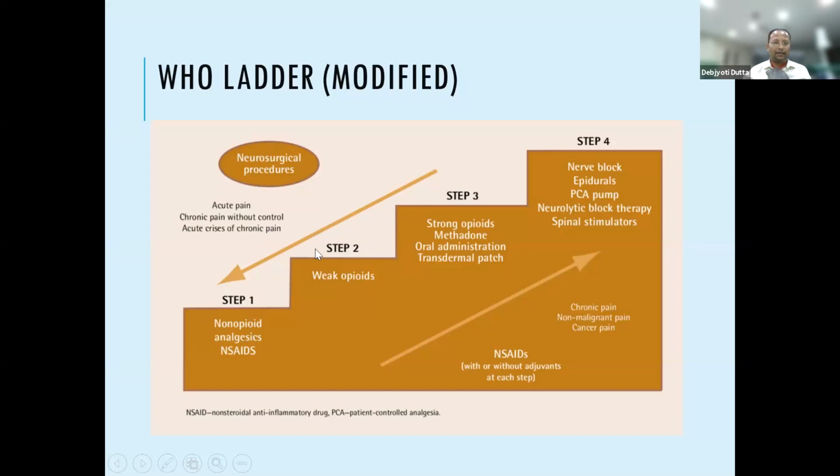Then what it says is if the pain is very mild, the first step is non-opioid analgesics, NSAIDs. Second step, weak opioids, and then strong opioids.